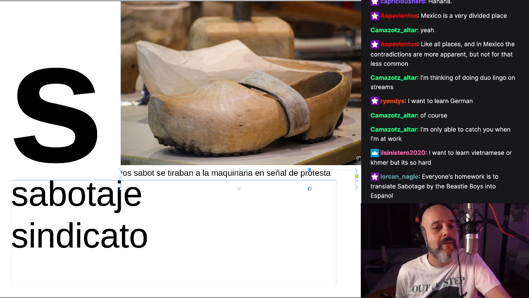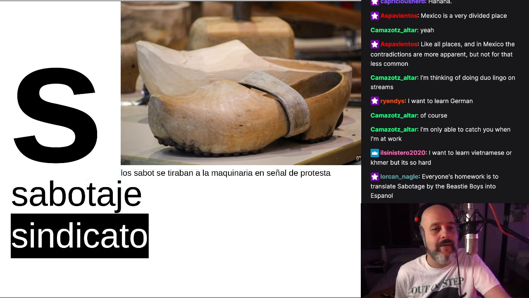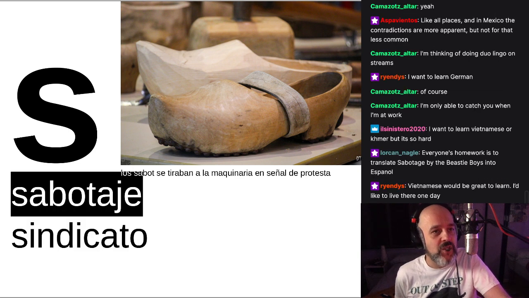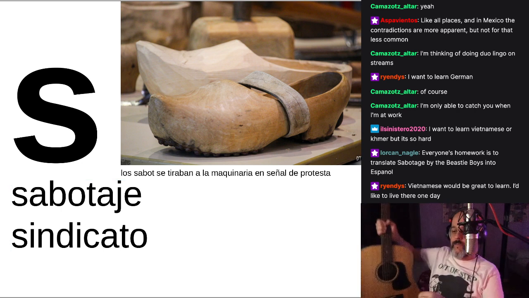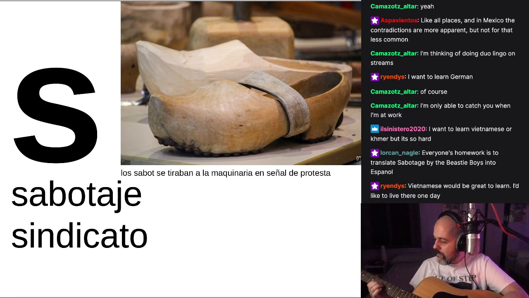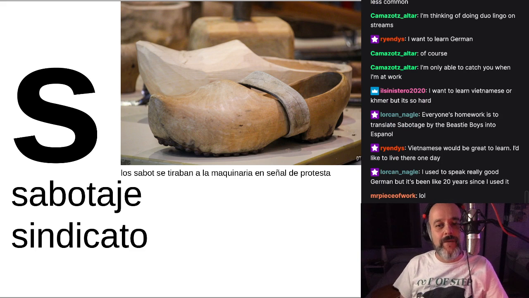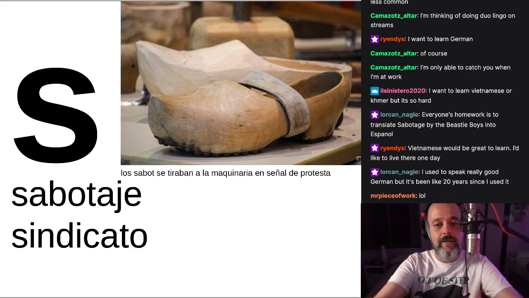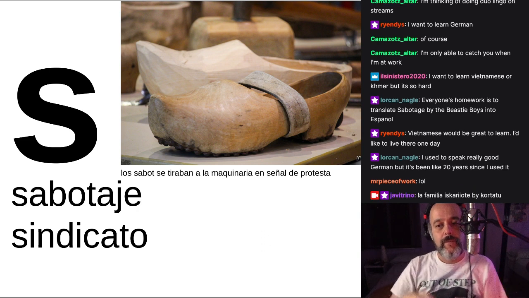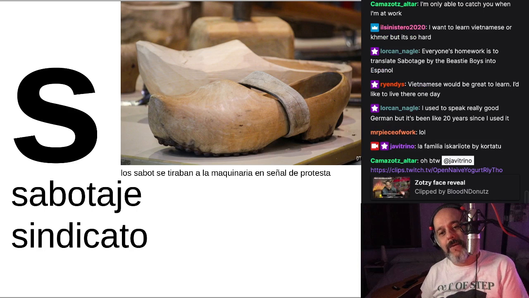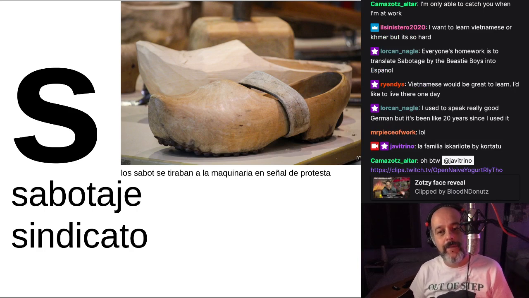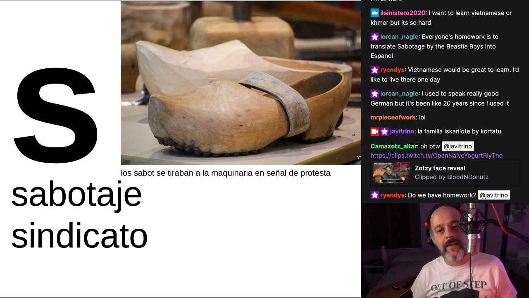Polish is hard. Anyway, sindicato means union, not syndicate. Sabotaje means sabotage. You know the song Sabotaje, which reminds me of another song by Cortatu, called La Familia Iscariote. Another recommendation there, La Familia Iscariote by Cortatu. We go like sabotaje, rebelión, desobediencia, agitación.